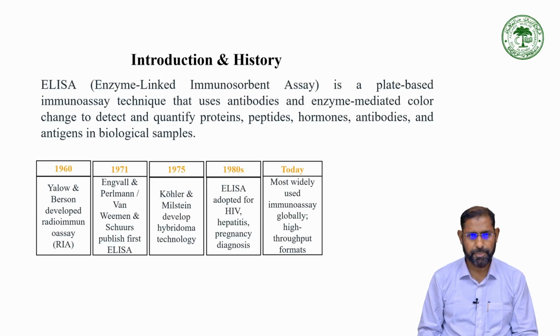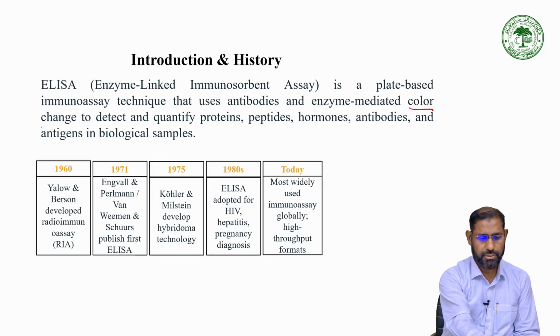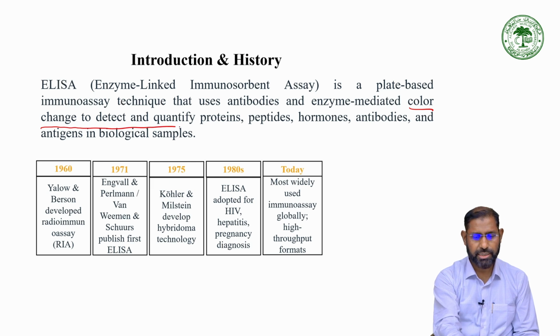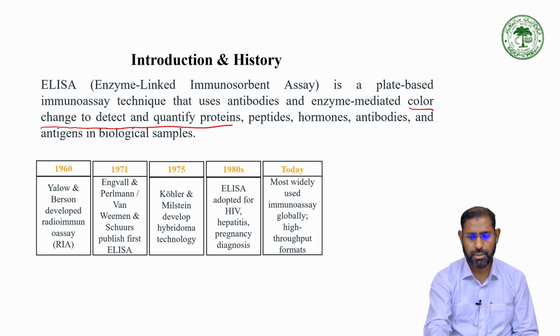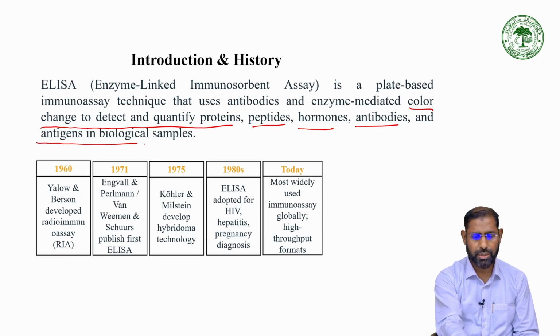Introduction and history. ELISA, enzyme linked immunosorbent assay. It is a plate based immunoassay technique that uses antibodies and enzyme mediated color changes. That's important. Color changes to detect and quantify proteins, peptides, hormones, antibodies, and antigens in a biological system.